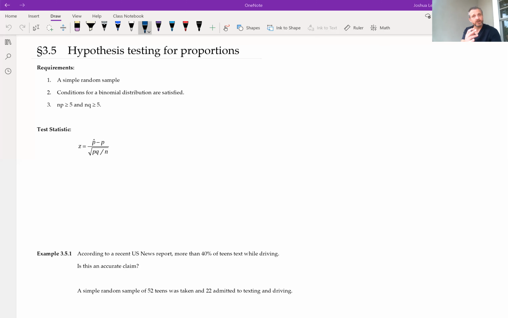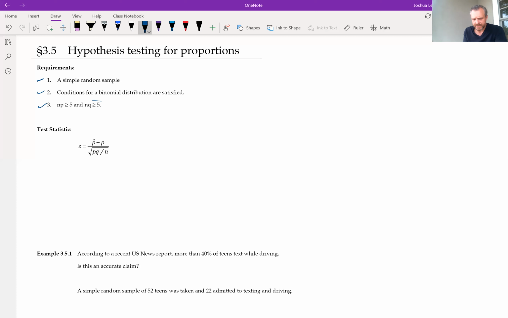And so we're going to start by looking at claims made about a population proportion. Okay, so the context here is that a claim has been made about a proportion and we want to test it. So the requirements: simple random sample. We need the conditions for a binomial distribution to be satisfied, and we need at least 5 successes and 5 failures, according to P and Q, as defined by the binomial distribution.